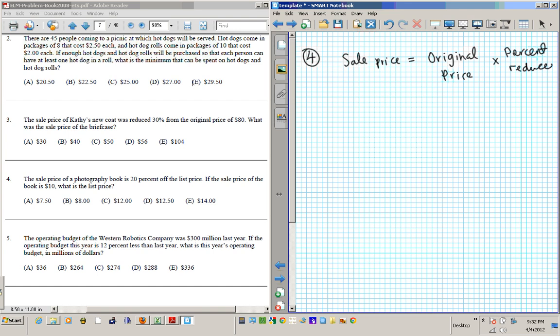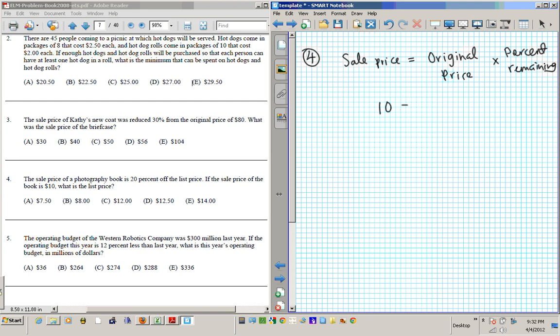So we've got to be careful here. Percent reduced or percent remaining. Percent remaining. We can set up an algebraic equation to solve this problem. What is the sale price? It's $10. The sale price is 10.